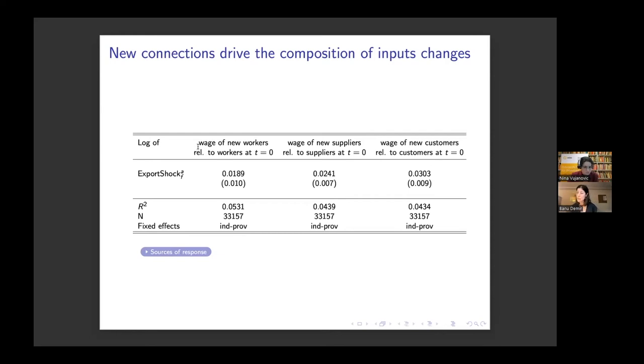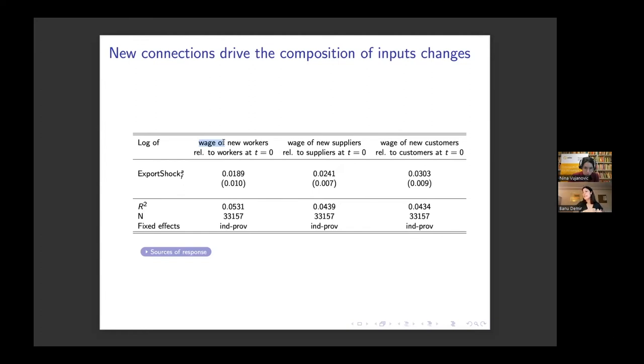To be able to capture that, we are exploiting the linked employer-employee data. We are able to track workers across firms and over time. So what we do here is we take the ratio of the average wage of the firm's new workers after it received the shock, relative to the average wages paid by the firm at the beginning of the period. But the good thing is we are calculating these wages of new workers at the beginning of the period as well. So these are the wages paid to workers by their former employers, right?